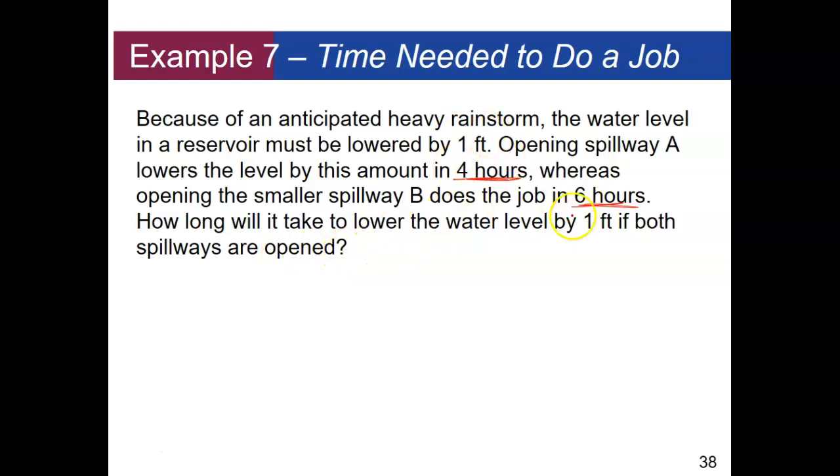I will say the 1 foot on these is irrelevant because basically both of these times are the times given to accomplish that job. So the job is lowering it by 1 foot, and so we don't use the 1 in our calculations at all. So we're going to have 1 over the time it takes for spillway A plus 1 over the time it takes for spillway B. That's going to give us 1 over the time it takes for the total of the two. So we'll have 1/4, and then we're going to have 1/6, because it takes 4 hours for A, 6 hours for B, and then that's going to equal the time for the two together.